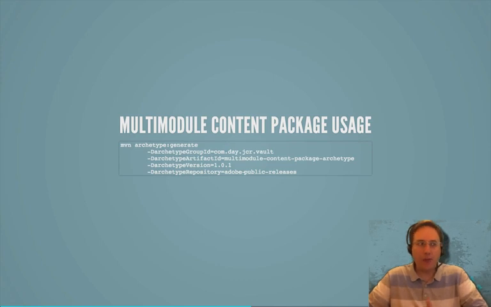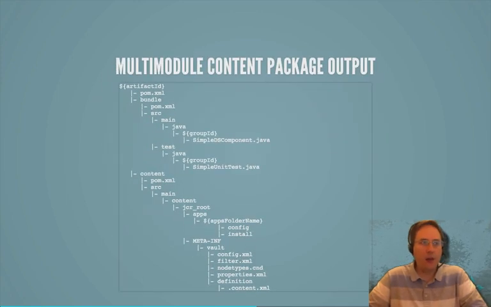If you wanted to use the multi-module content package archetype, the command is pretty much the same. The only thing you would change is the artifact ID to reference the multi-module content package archetype ID name. The output you get from the multi-module content package archetype is slightly different. So as well as our content directory, as you found in the simple content package archetype, we've also got the relevant directories for creating OSGi bundles, so src/main/java directories and src/test/java directories, and pom.xml files required to build both the bundle and the content package.